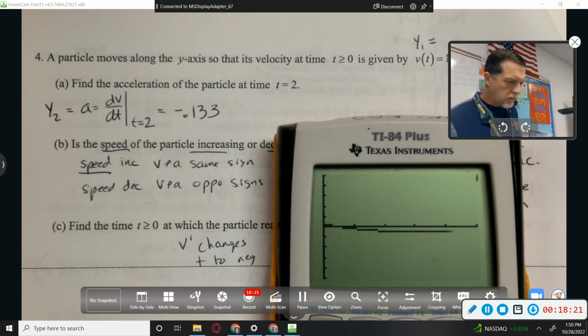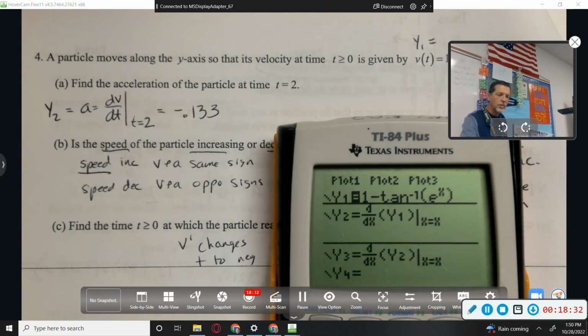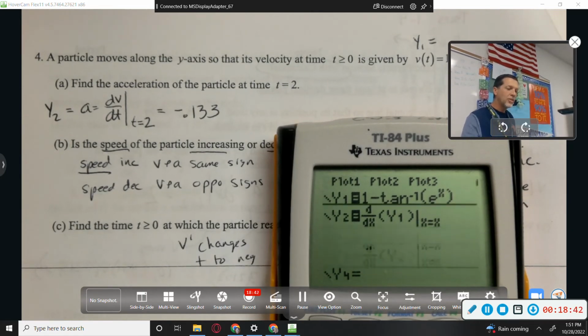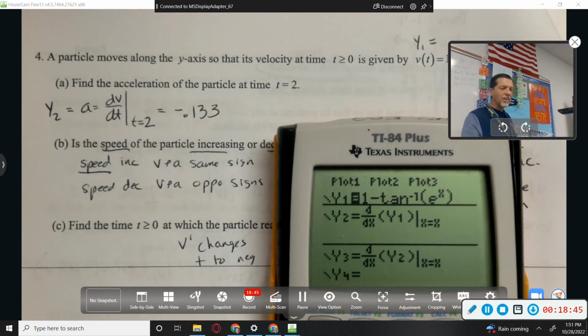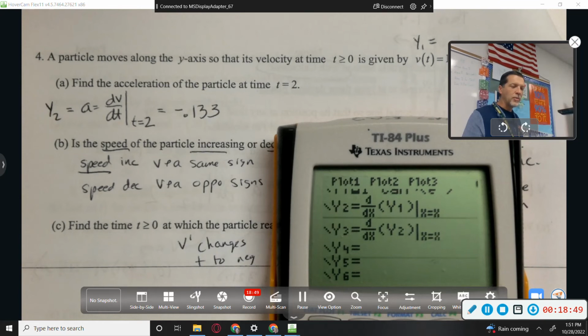How do you get it to just be y1? How do you only show it? So scroll over to the equal sign and press enter, and that turns on and off those graphs. If you turn them all on, then it's hard to tell what you're looking at. It gets confusing. So I can go to y2, turn it off, y3, turn it off. That way it's still there if you need it, but it doesn't graph them all and take forever to graph.